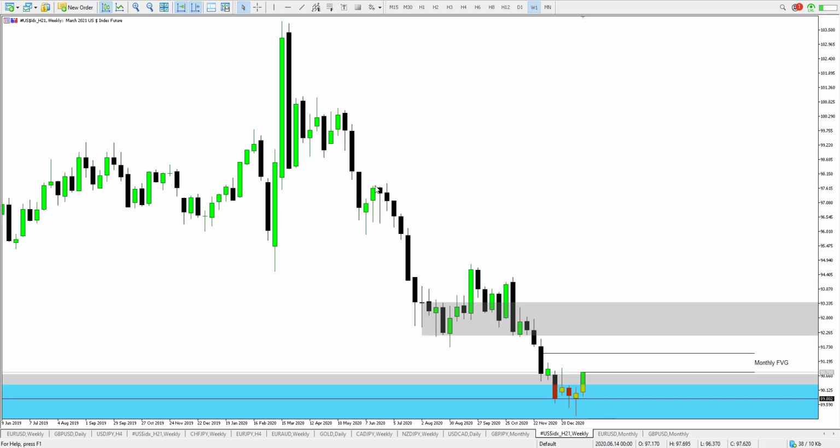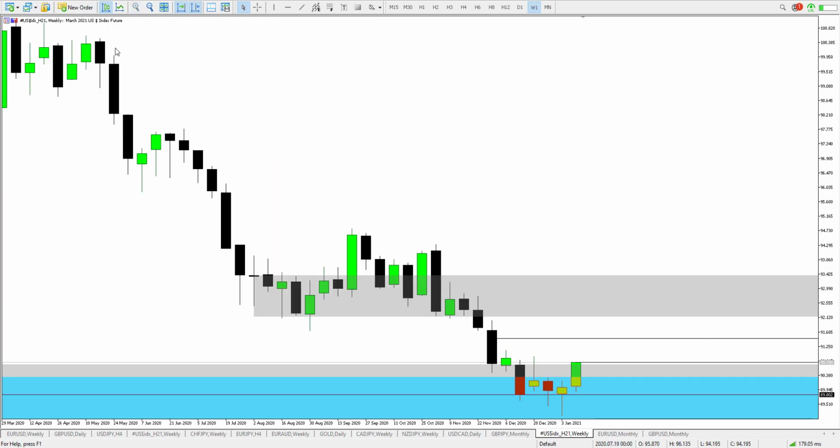Now let me go back to a weekly chart, zoom in. You can see our fair value gap now. Let me highlight it with a different color shade.